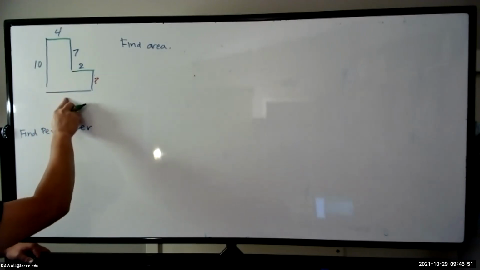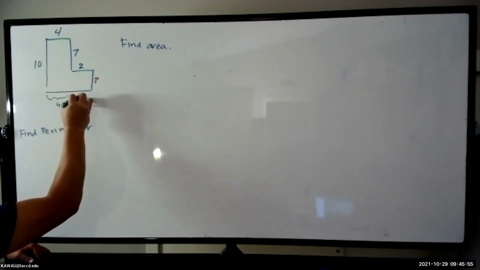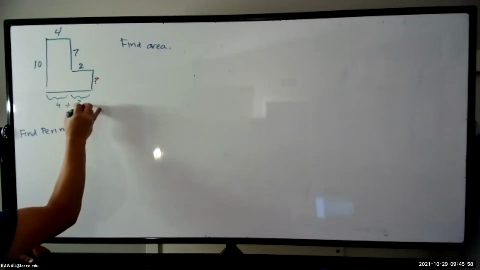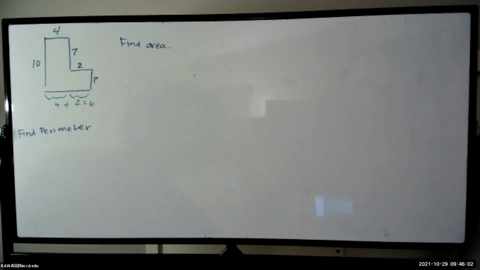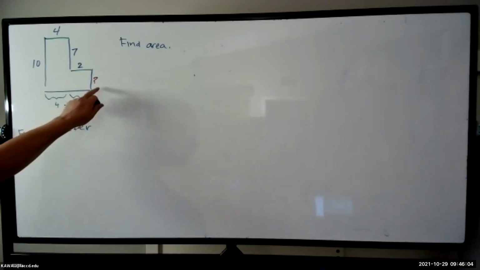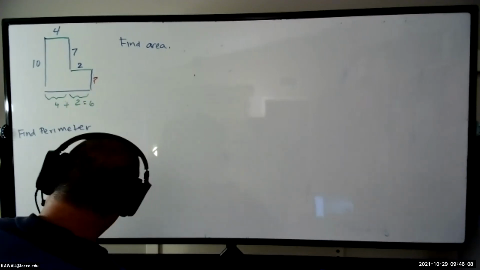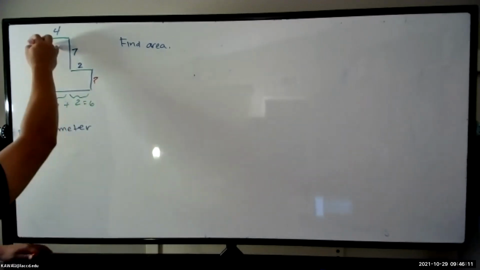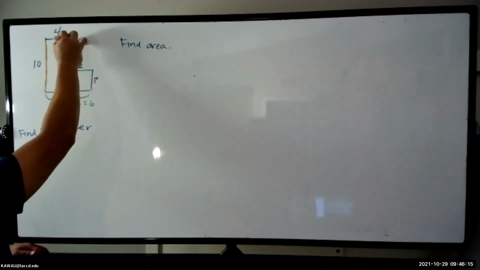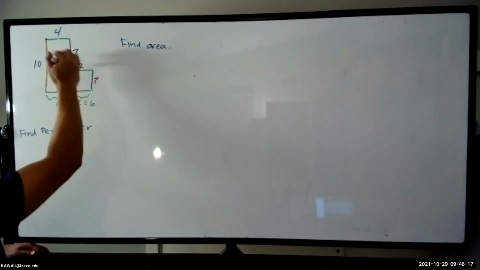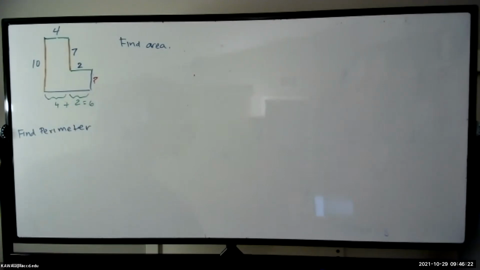So we can see that this up here is 4. Over here is 2. So 4 plus 2 is equal to 6. Now do the same thing over here. This longer side is 10, and the shorter side is 7, right? And these are parallel to this. So see if you can figure out what that is.